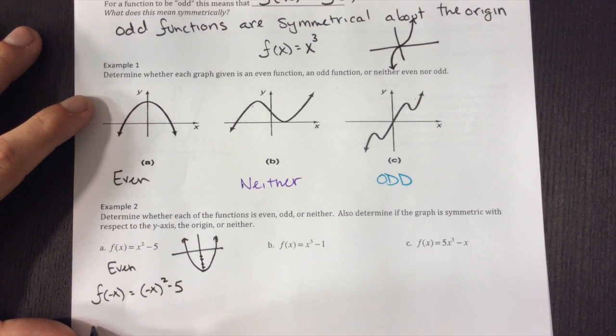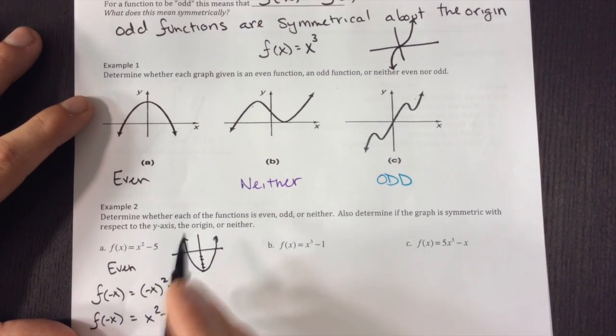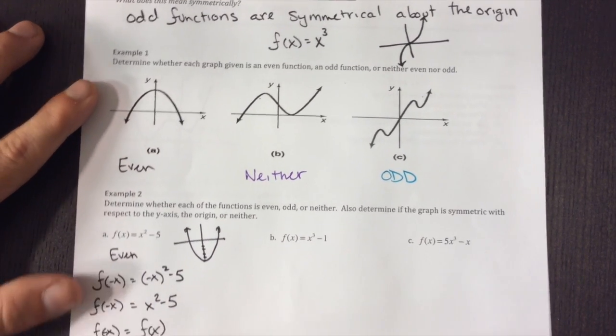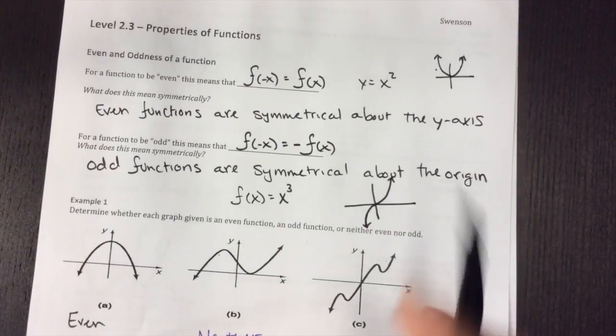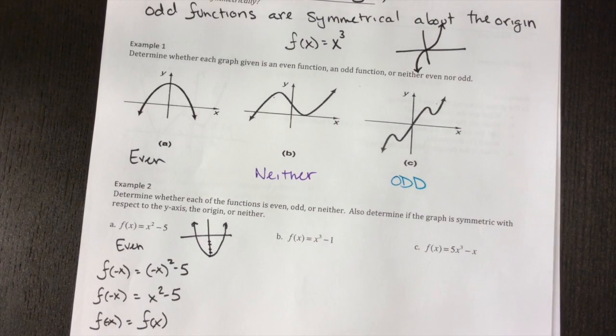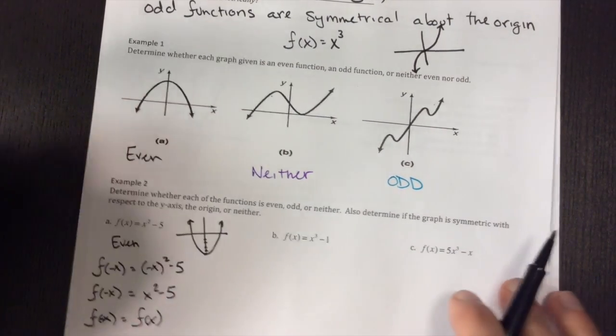Well, if I plug in f of negative x, I just get x squared minus 5, and x squared minus 5 is just f of x. So we get here the definition that we had all the way at the top. If I plug in a negative x, I get the same thing back out. So let's try the same thing for b, x cubed minus 1.